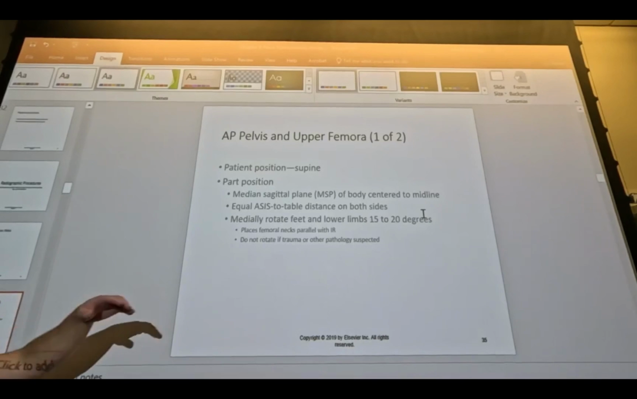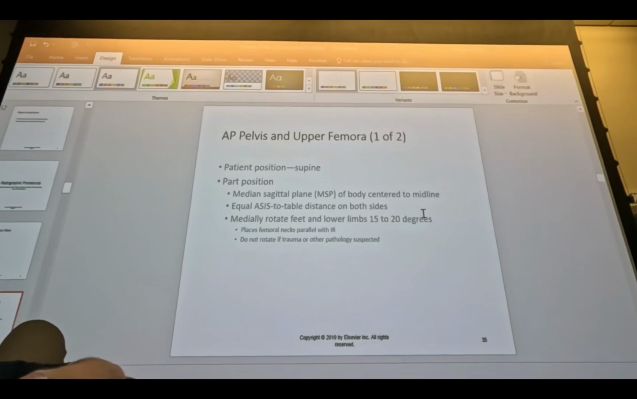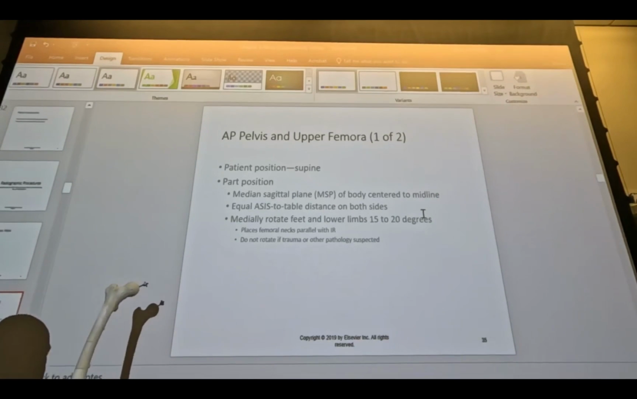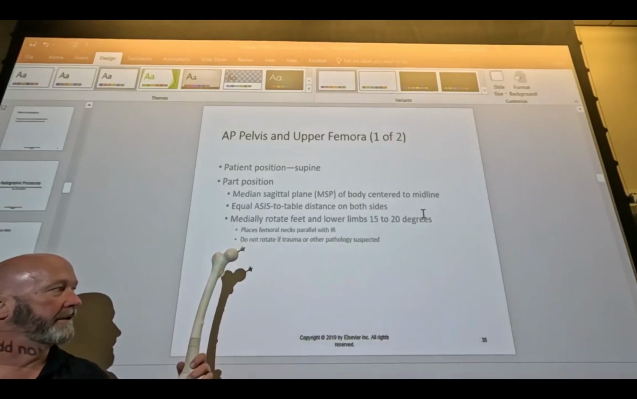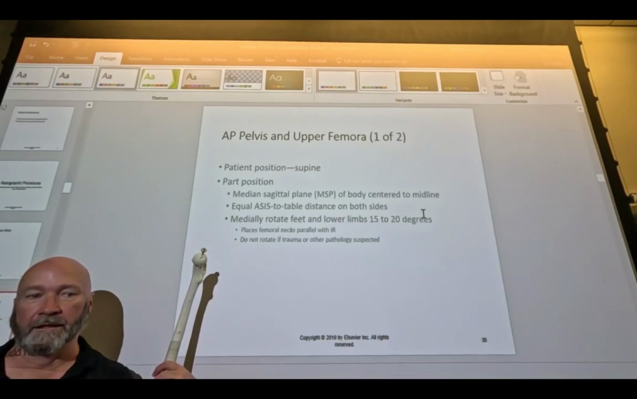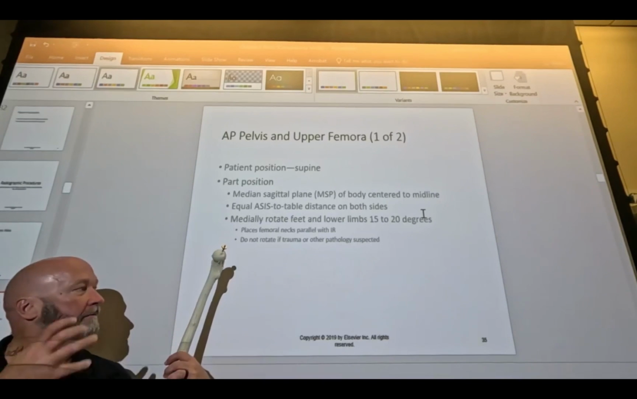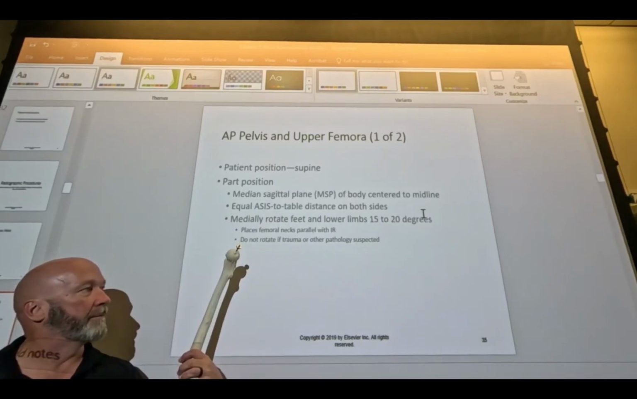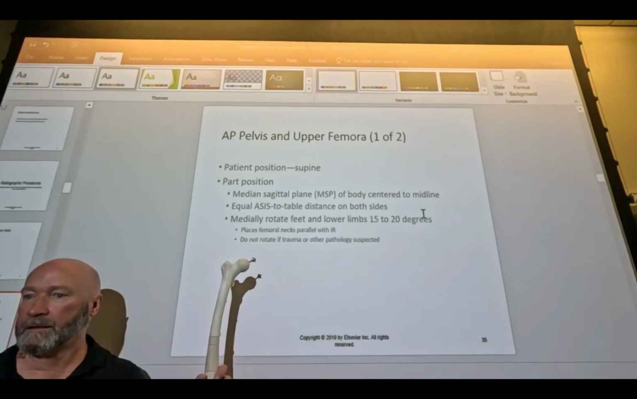So with your AP of the pelvis, you're going to internally rotate the toes again from the hip 15 to 20 degrees. Make sure that your ASIS is equidistant from the tabletop. So the 15 to 20 degrees internal rotation is to overcome the anteversion of the femoral neck, foreshortening of the femoral neck, and the ASIS equidistance from the tabletop ensures that you don't have rotation.